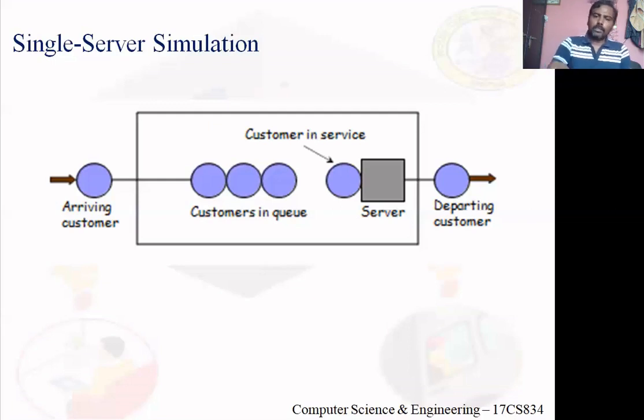So we have shown one circle at the server, right? That is the customer currently in service, and the other customers are in the queue. So when a customer arrives, if the server is busy, he will join the queue. If the server is not busy, he will get service immediately. Clear with this?